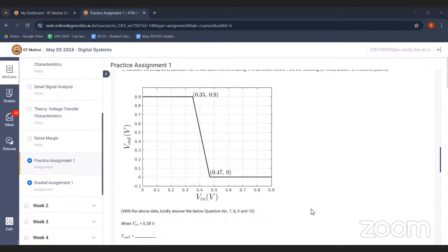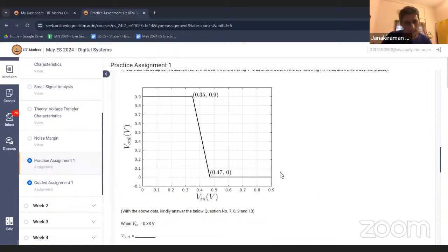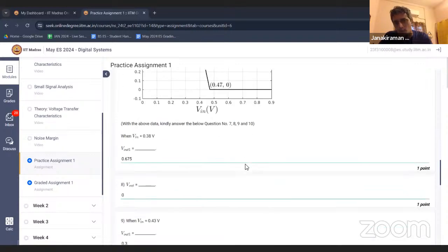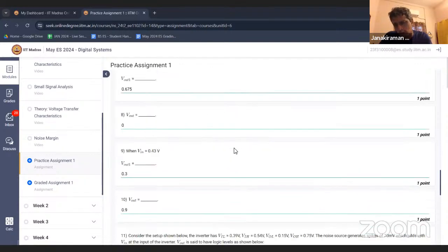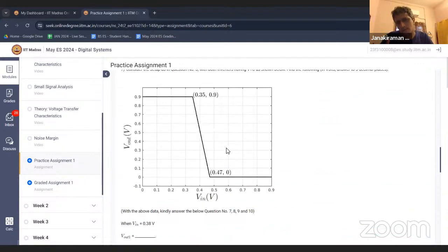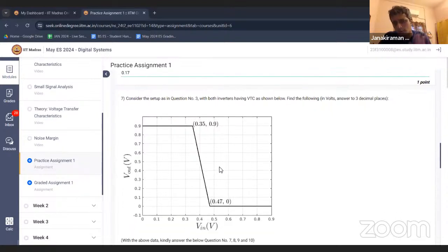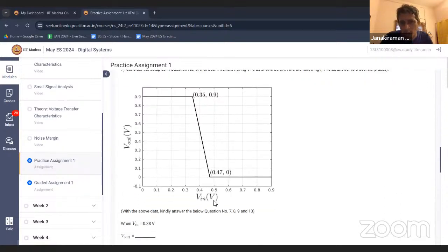Yeah, sir. So what happened? For 0.38 volt, what is the answer here in this case? Tell me. Just look at that curve. Look at that curve. For an input of 0.38 volt, you agree that the output of the first inverter will be near 0.8 volt.